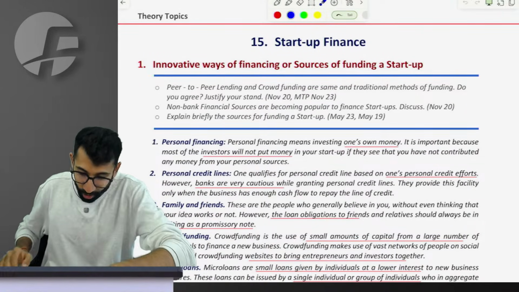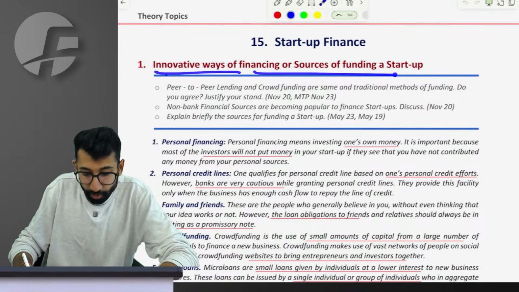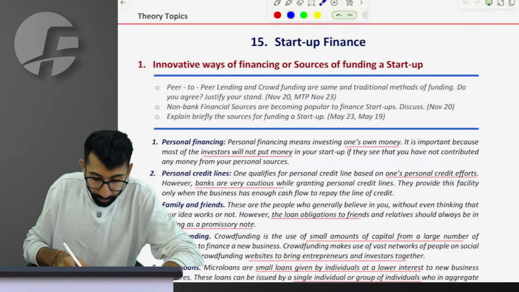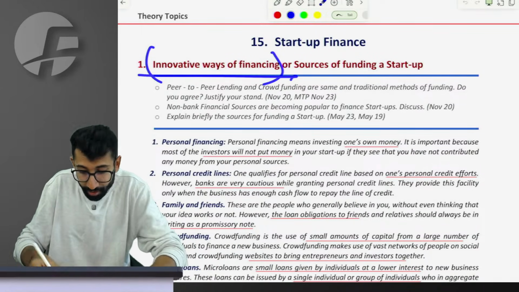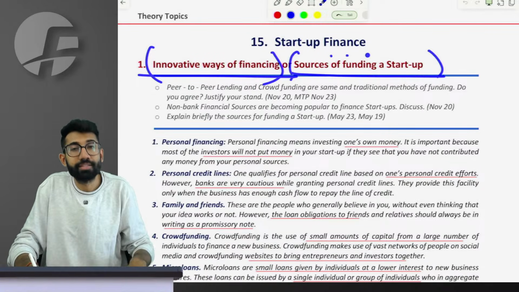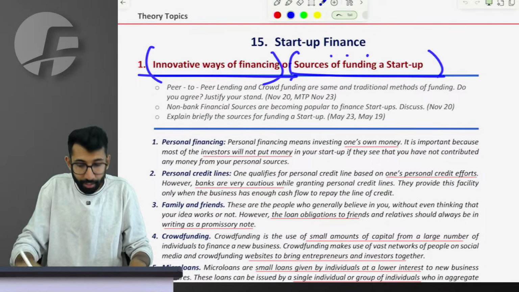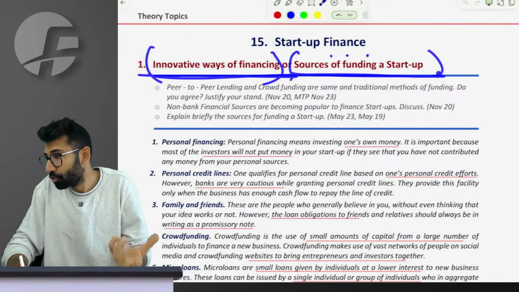Perfect. So everyone, startup finance. The first question is, what are the innovative ways of financing? So please observe, the heading is innovative ways of financing, but the institute sometimes ends up asking the question as sources of funding a startup. Fine. Because ultimately, funding a startup and financing a startup is more or less the same.